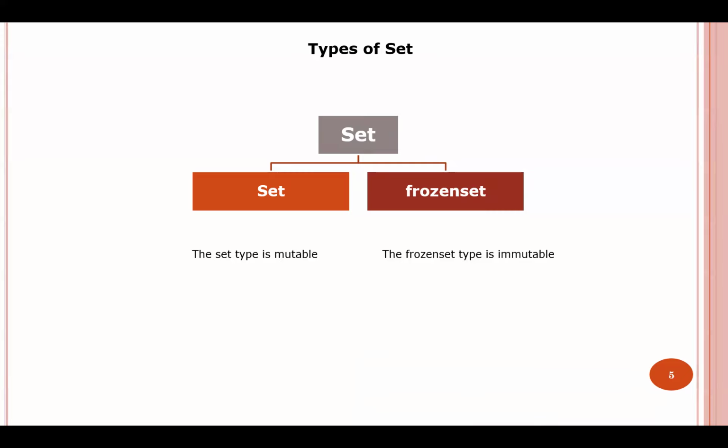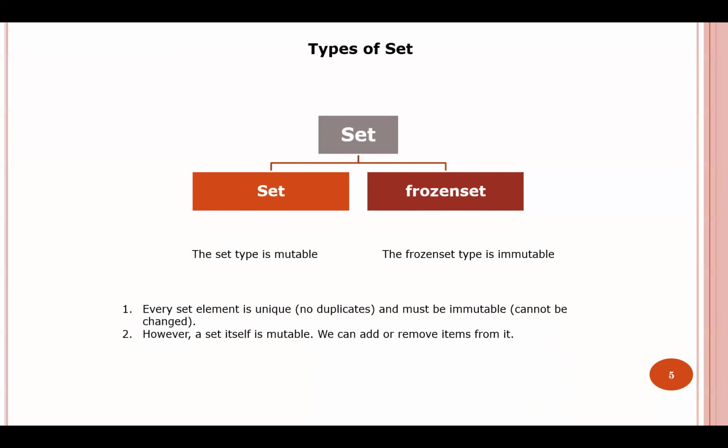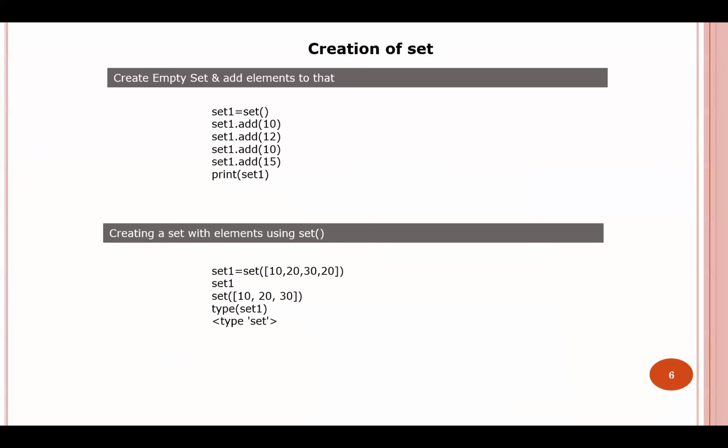So the set type is mutable, which means once we create the set, after that we can do some modification. But if this is a frozen set, we cannot do any modification. Because of that reason, we say frozen set type is immutable. Every set element is unique and must be immutable. However, a set itself is mutable. We can add or remove elements from it.